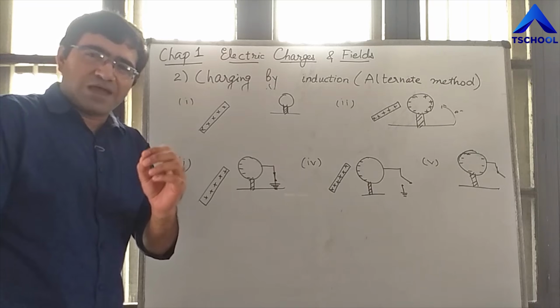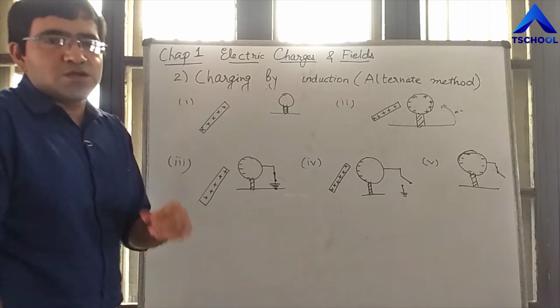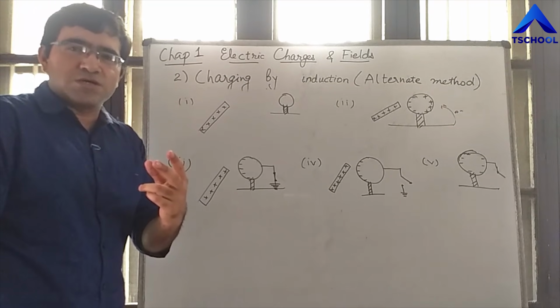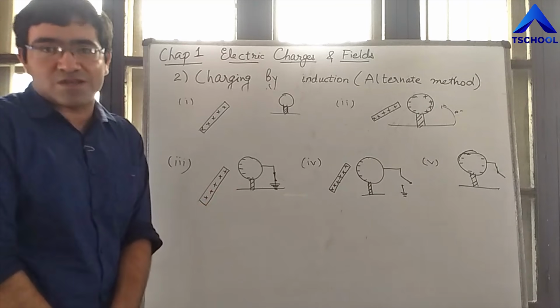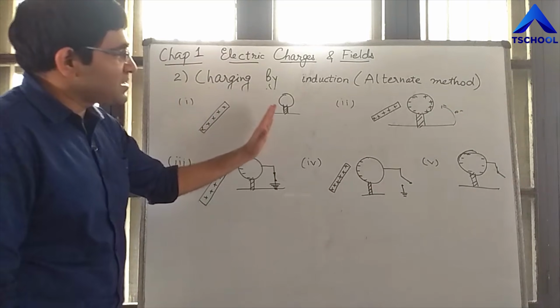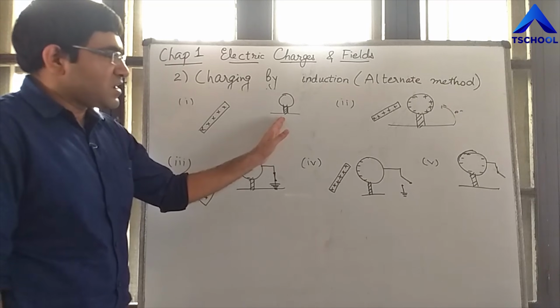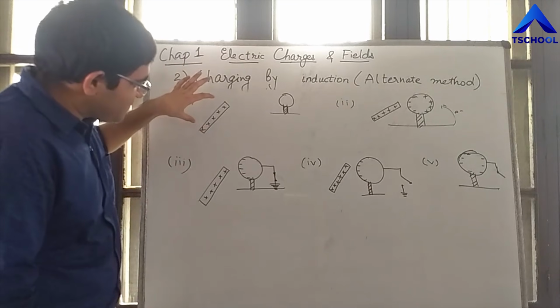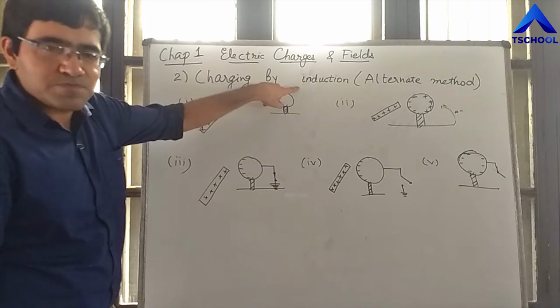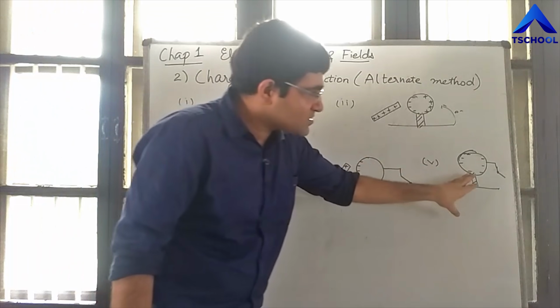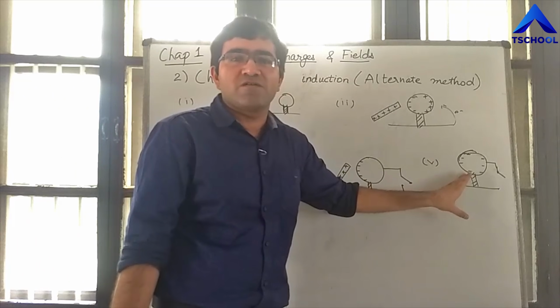There are minor differences. In the previous method, you took two uncharged metal spheres and both of them got charged by induction, one positive and one negative. But here we take only one sphere. And finally, I hope you see that if we start with a positive object to do induction, the final charge that we have on the sphere is negative.